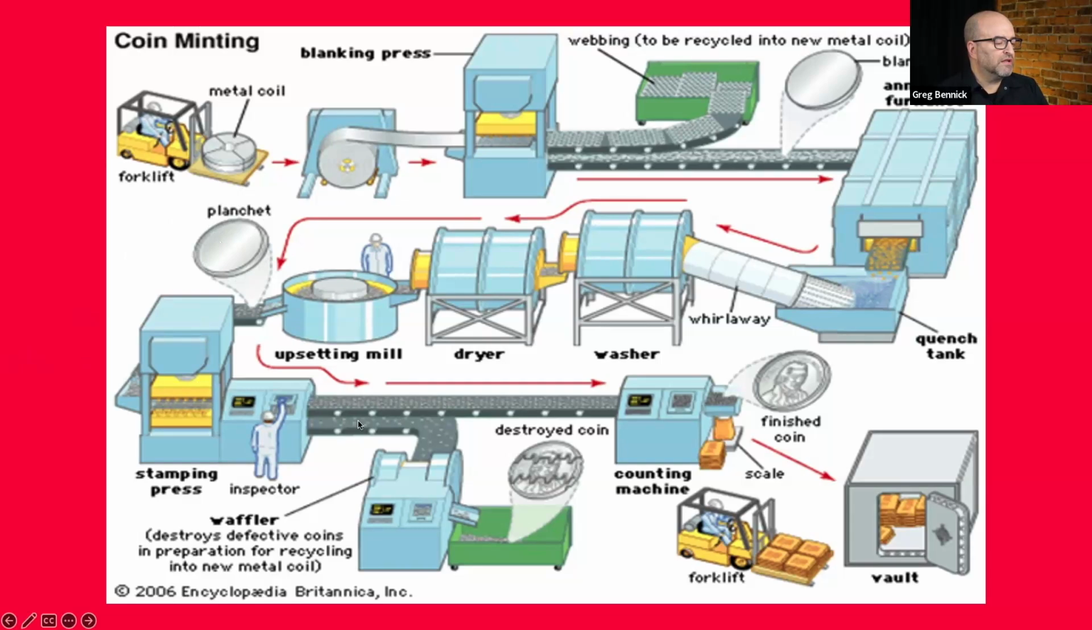And coins that are clearly found to be misstruck end up being detected through a machine called a waffler. And that, as you see here, destroys defective coins. And those defective coins are basically melted down, and they're brought back to be made into metal coil again. But the coins that made it through go to a counting machine, and then they go out into circulation. Now, I'm going to refer back to this diagram a number of times. You don't need to memorize everything I just said. In fact, we're going to refer to it all the time. In fact, you're going to see that diagram again to make it easy for you.